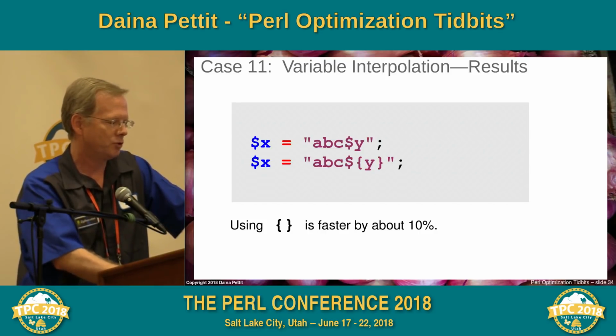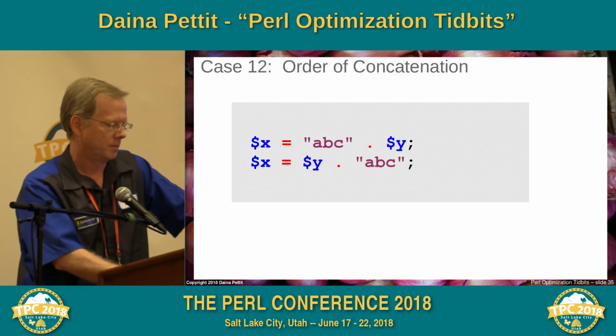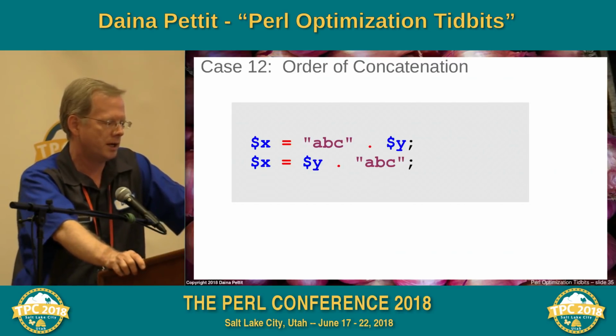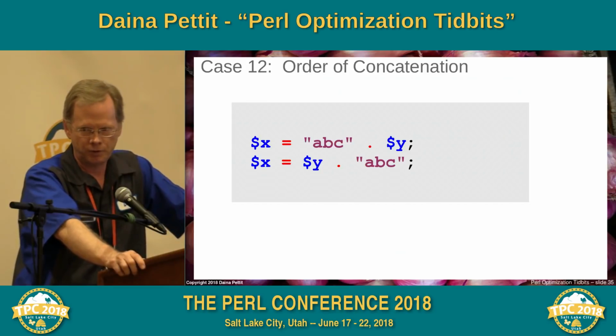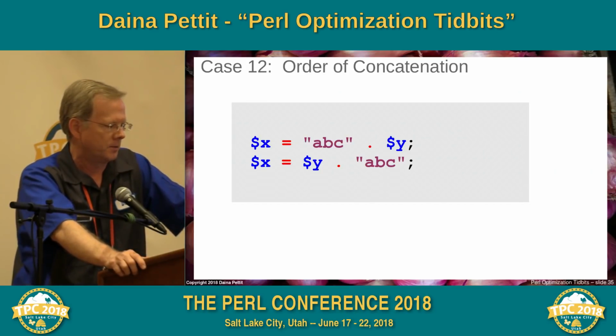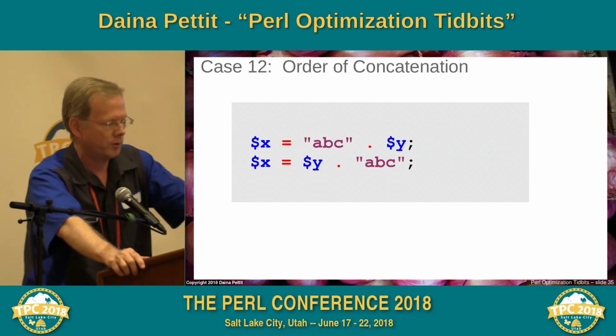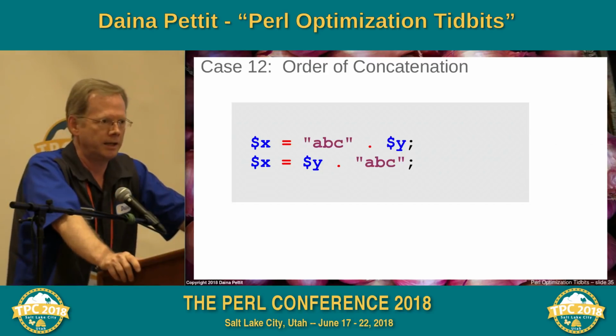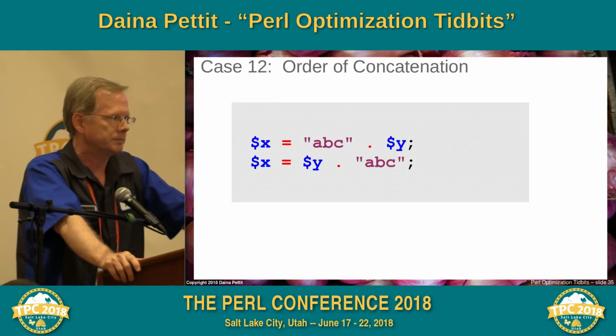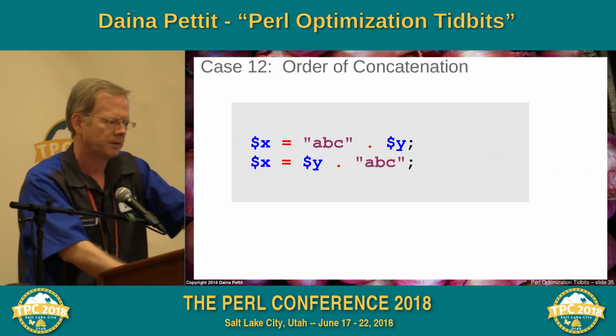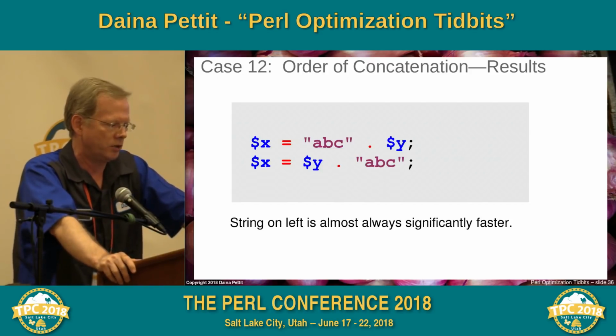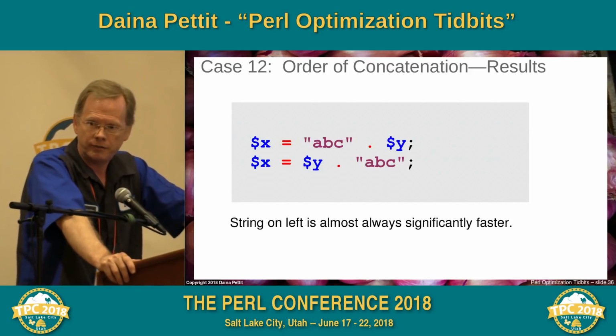So, interesting stuff. Using a string concatenate operator, we do something similar to create a string that has a $y in it. If we put the variable on the left side of the concatenate, is it faster than having it on the right? It turns out having it on the left is actually significantly faster.